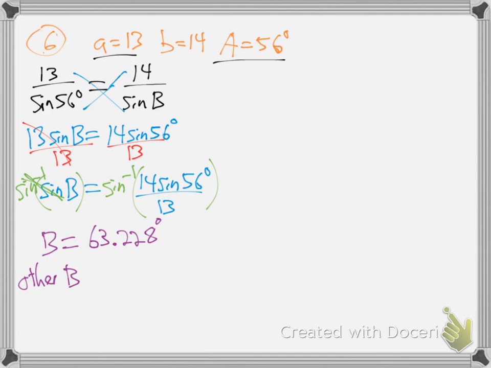So we're going to do the other B, the other B, which may or may not really be a valid option. I've already told you it will be this time. Last time it wasn't. How do you do it? It's always 180 minus this one, which is 116.772. Right?